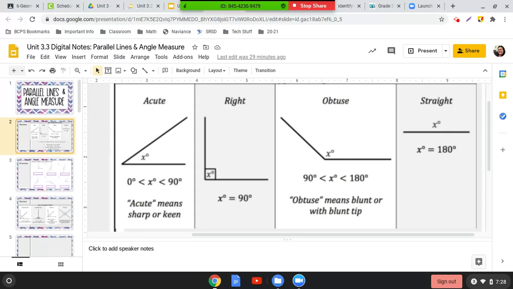I know, I'm weird. So a right angle, we've been talking about those a lot. Right angles are 90 degrees. And then an obtuse angle is anything greater than 90 degrees but less than 180 degrees. And I don't care if it is 90.125, it's greater than 90, so it's an obtuse angle. And then we have our straight angle, which is 180 degrees.